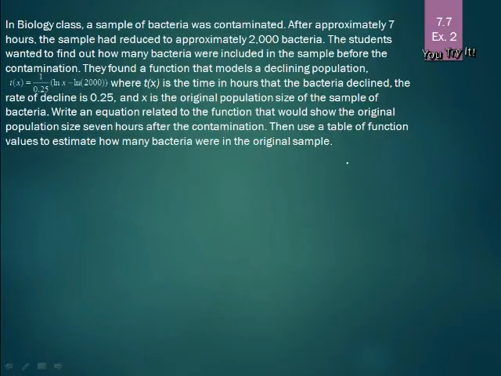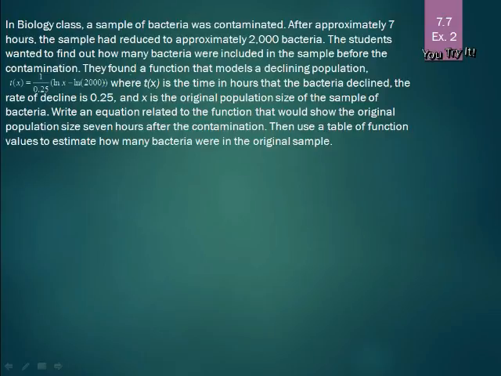T of x equals 1 divided by 25 hundredths times natural log of x minus natural log of 2,000, where T of x is the time in hours that the bacteria declined, the rate of decline is 25 hundredths, and x is the original population size of the sample of bacteria. Write an equation related to the function that would show the original population size 7 hours after the contamination. Then use a table of function values to estimate how many bacteria were in the original sample.